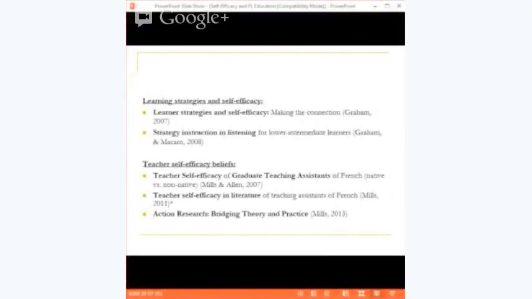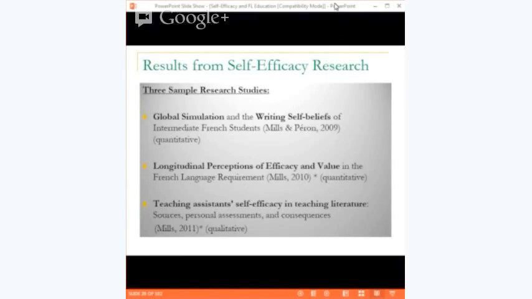And then a more recent study is action research bridging theory and practice, a master's level course in which teachers were engaged in action research in the classroom, and a qualitative research interview study in which I explored how their self-efficacy beliefs evolved and the sources of their self-efficacy as a result of that experience. So I'm going to focus on three sample research studies today. While I'm talking about them, they're just here to give you food for thought as to how this could potentially apply to your context, maybe how this could work within your classroom, your program.